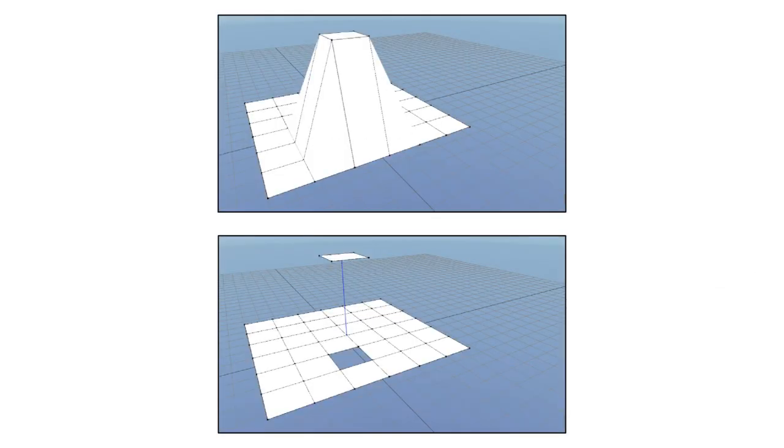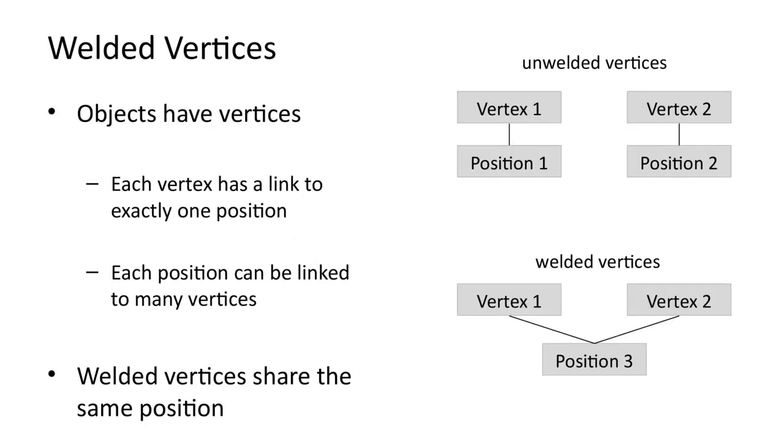In this video, we will look at the welding vertices in Mobius. To understand the welded vertices, we need to understand the relationship between vertices and positions.